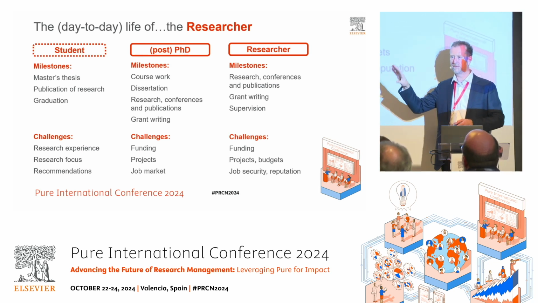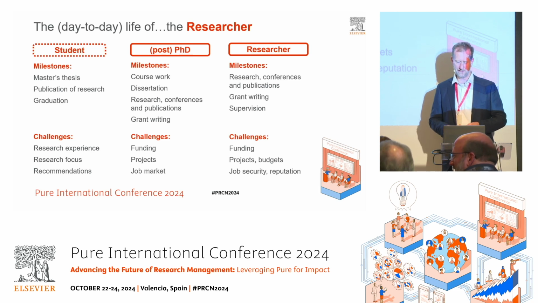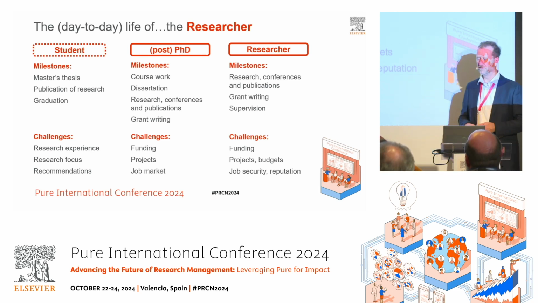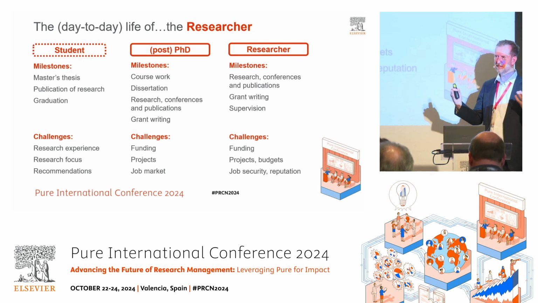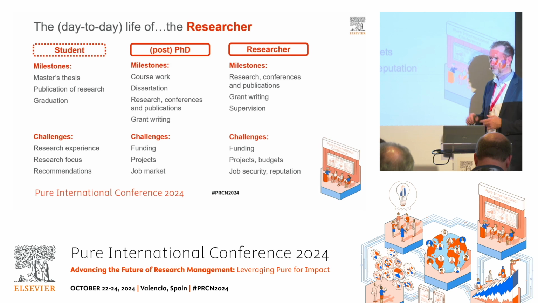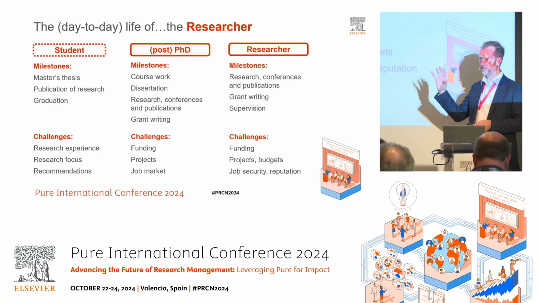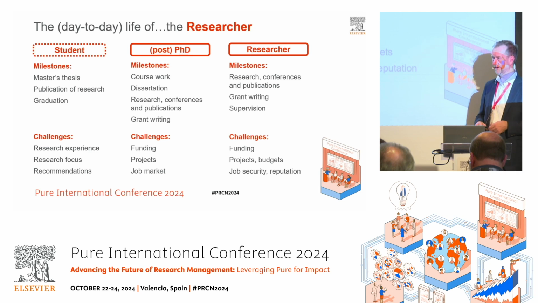So some of you may have the student content type there. So master's theses, publishing research, all these master's students are worried about just graduating. For the postdoc or PhD students, they have all their coursework to do, the dissertations they need to write, they'll be writing their first grant applications. So there's a lot of challenges that they face, to get funding, to find a project, and am I going to have a job at this university if I want to stay in academia?